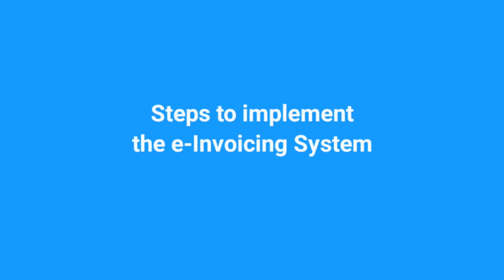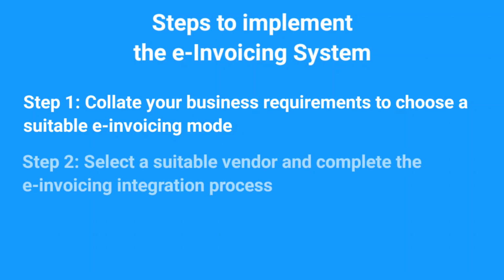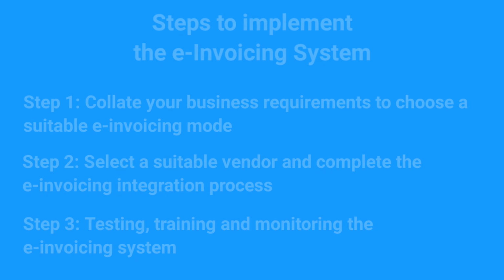Further, they might have to reconfigure their systems and test for its effectiveness. Further, they have to ensure that there is a proper change management in place. The 3 important steps for implementing e-invoicing system in your organization are: collate your business requirements to choose a suitable e-invoicing mode, select a suitable vendor and complete the e-invoicing integration process, testing, training and monitoring the e-invoicing system.